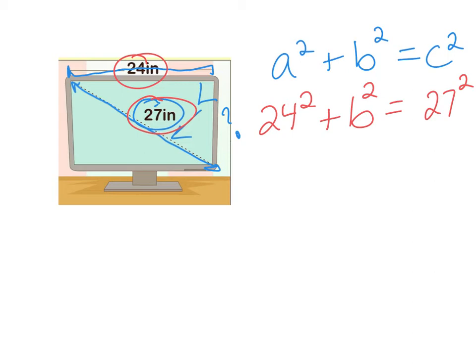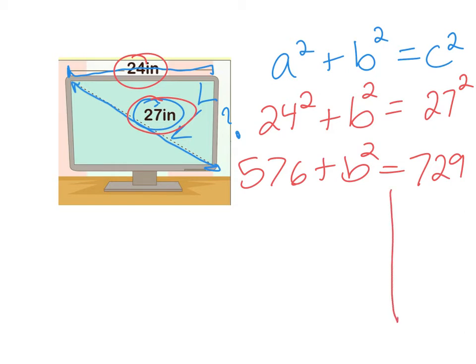So now we're going to go ahead and simplify this. These are going to be some large numbers, so I'm going to use my calculator. 24 times 24 is 576, plus B squared equals 27 squared would be 729. Okay, so we've plugged in our values, we've simplified, so we've gotten rid of the exponents by multiplying, and now we're going to solve. So I'm going to draw my line. I need to get B all alone. I'm going to change colors again here. So I'm trying to get B by itself.